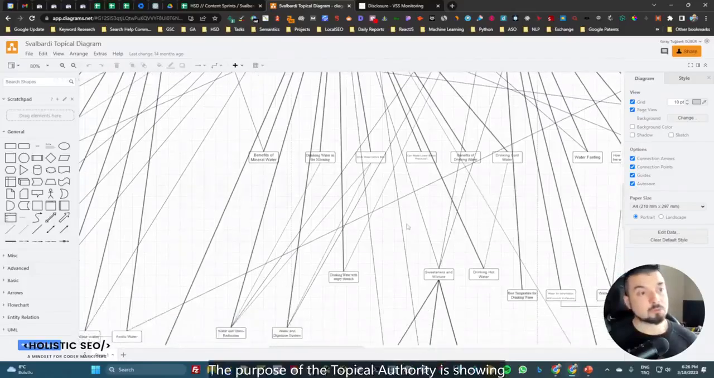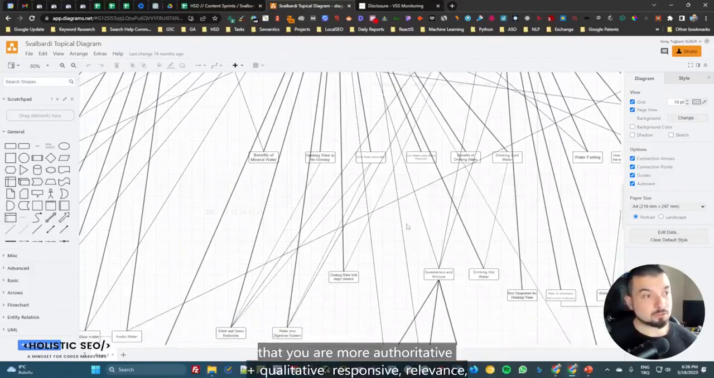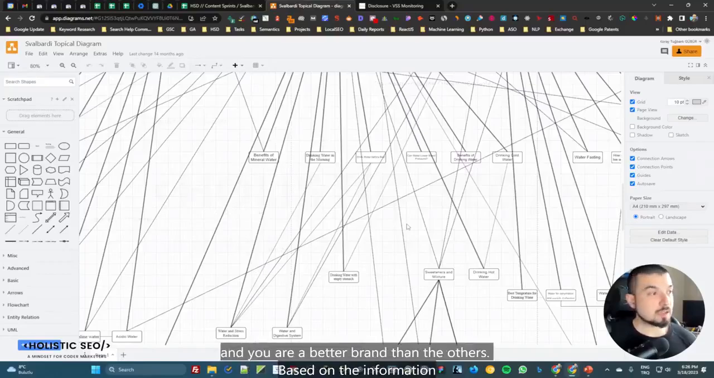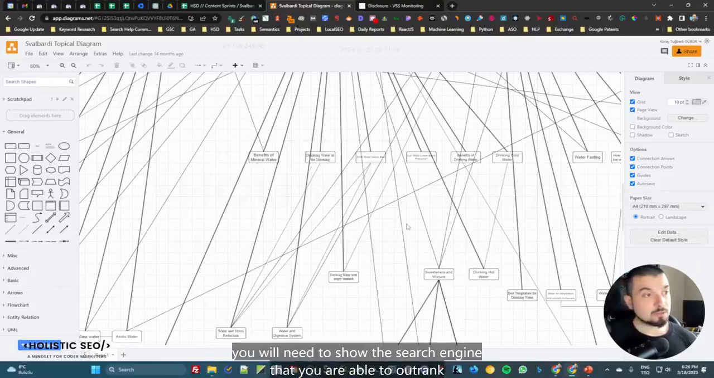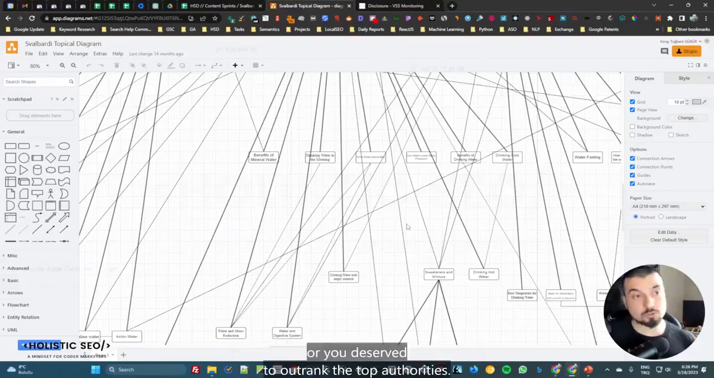The purpose of topical authority is showing that you are more authoritative, plus quality, responsive, relevant, and that you are a better brand than the others based on the accurate knowledge that you actually have. And to be able to do that, you will need to show the search engine that you are able to outrank, or you deserve to outrank, the top authorities.